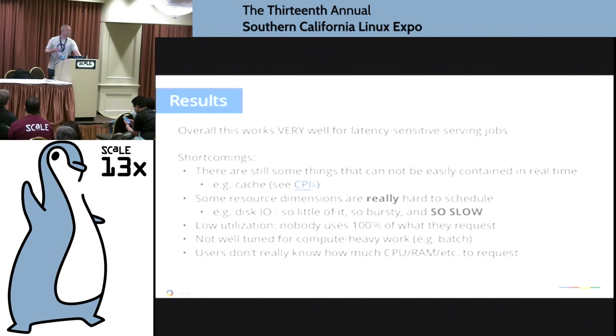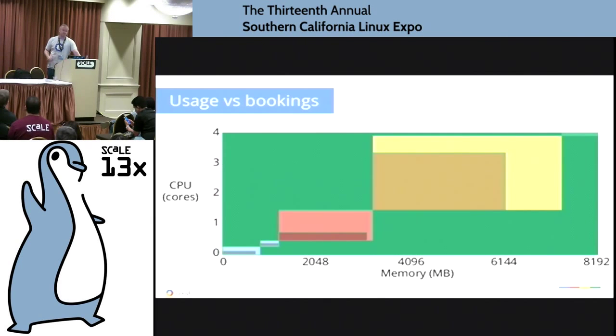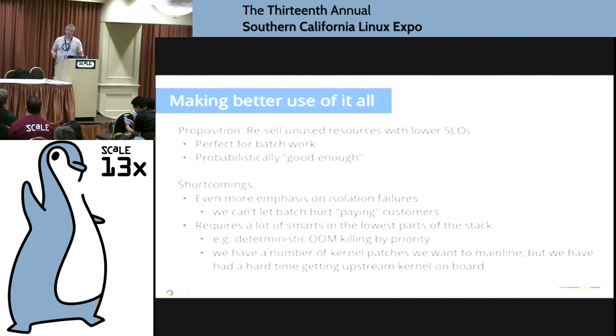And lastly, users really don't know what to ask for. They do not know how much CPU and memory they really need. Most of them stick their finger in the wind and make a guess, right? And then they never adjust the guess. As long as they don't crash, it's probably good enough, right? What I've illustrated here is the reality of the difference between what people use versus what they've booked, right? And there's all this idle space.